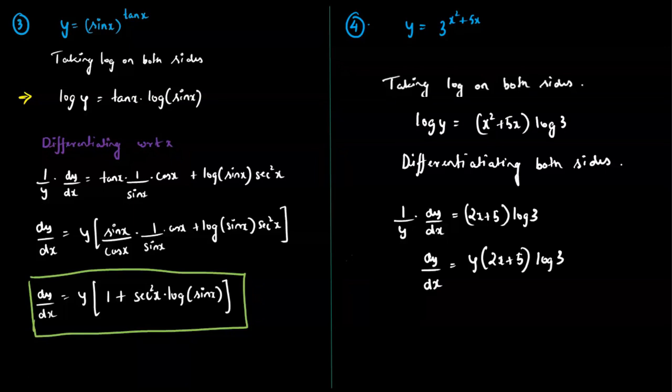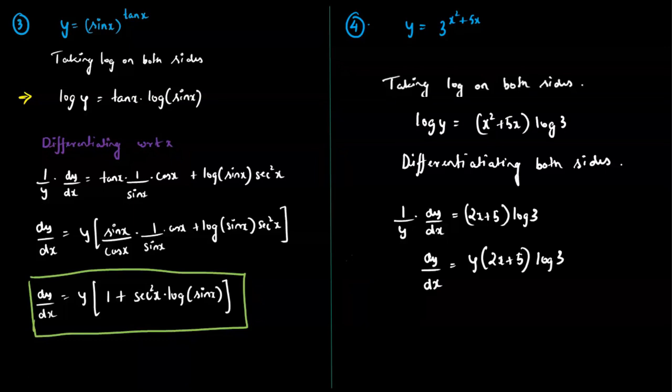Zero. Log x is 1 by x, yes, but log 3 is a constant, right? Differential of a constant is zero. So that is the reason why I have not written it down at all. Actually, you should be writing down plus x square plus 5x multiplied by differential of log 3, which is 0. So I have not written down the same thing.